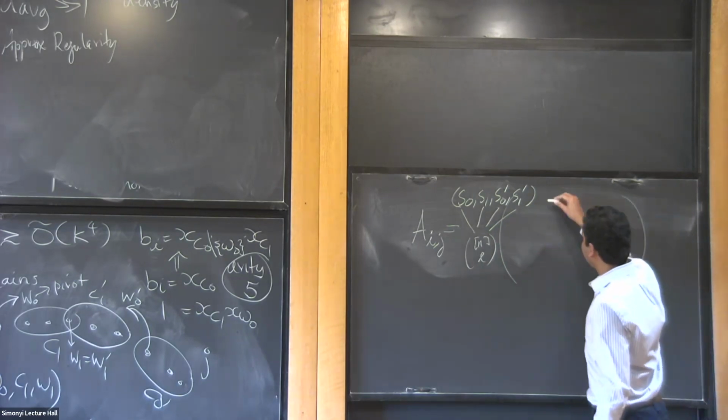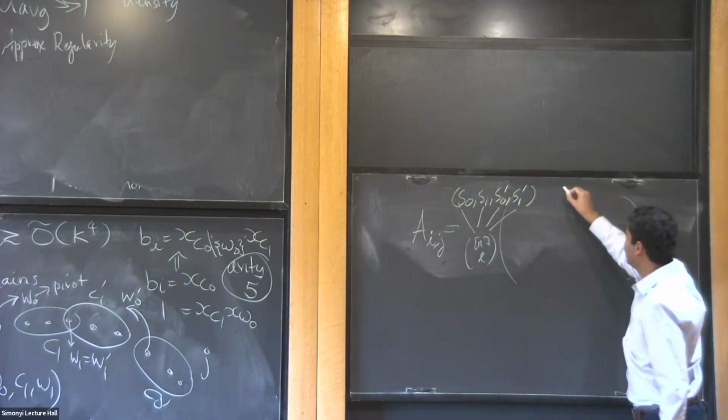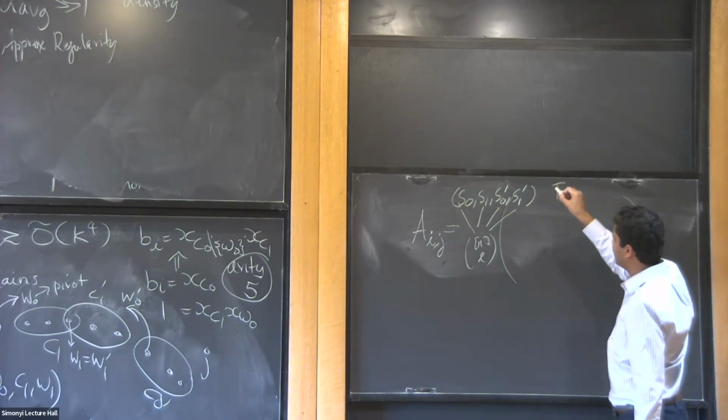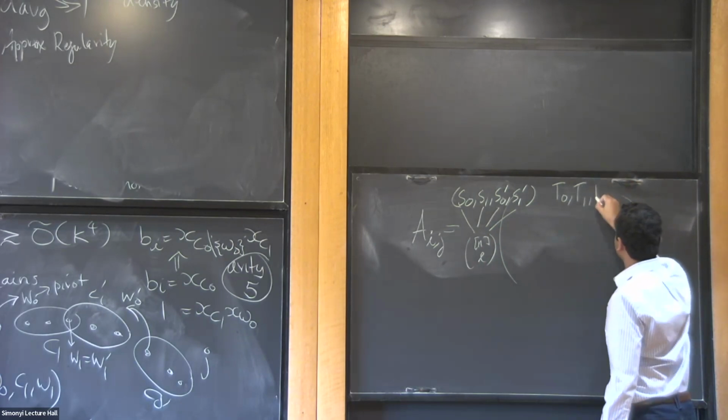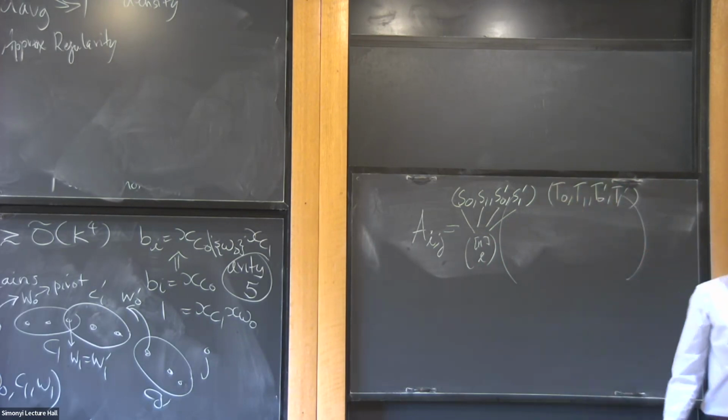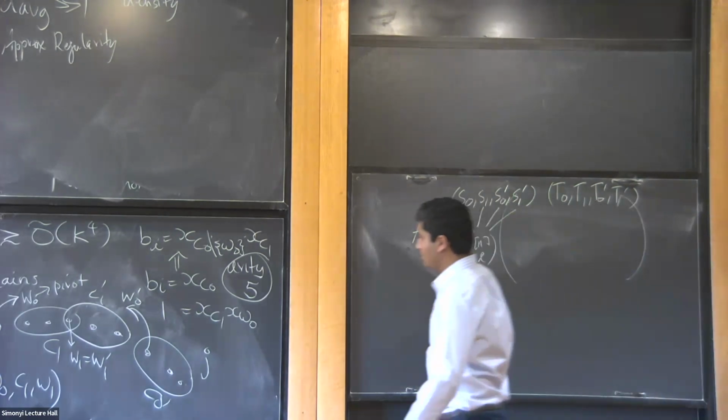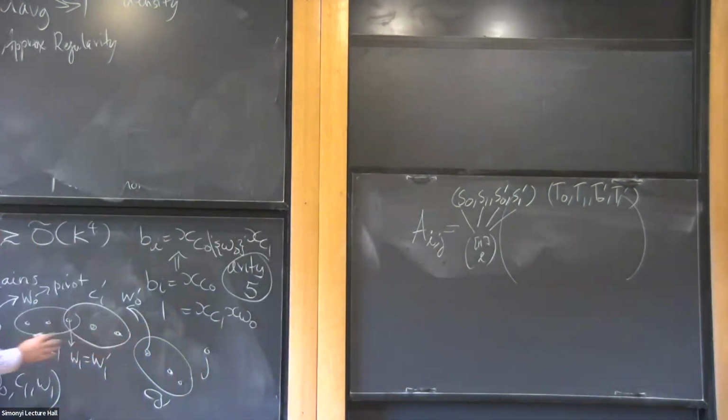So now I have to describe to you what an edge means. What does it mean that S0, S1, S0 prime, S1 prime is connected to the column index? So you can see where the 4 comes from. I have 4 hyperedges in a merger of 2 chains.